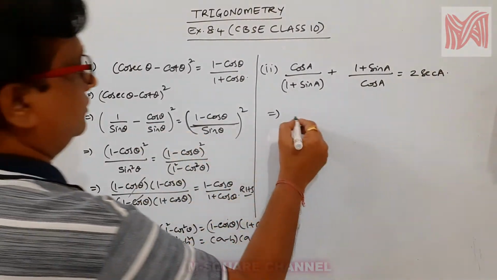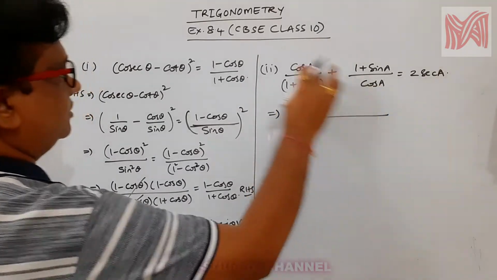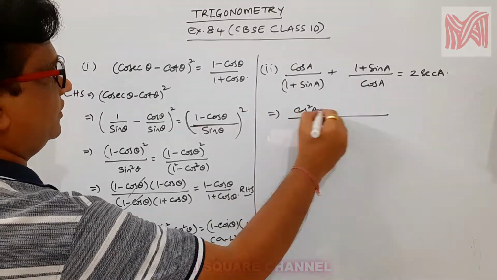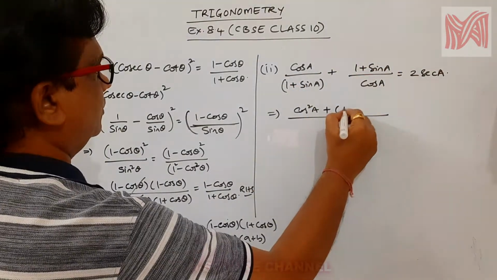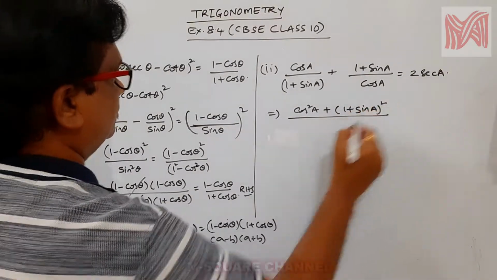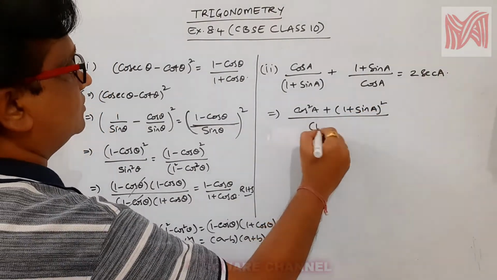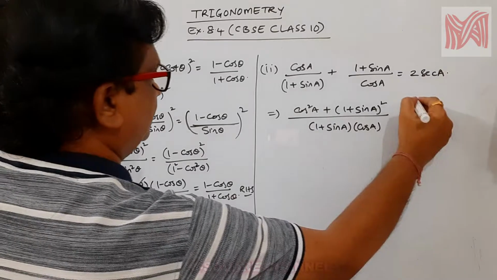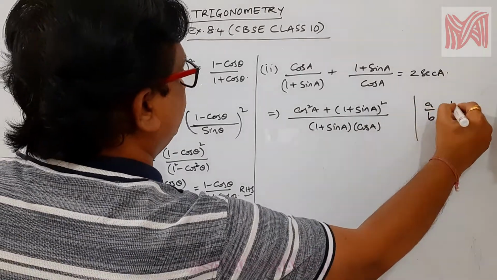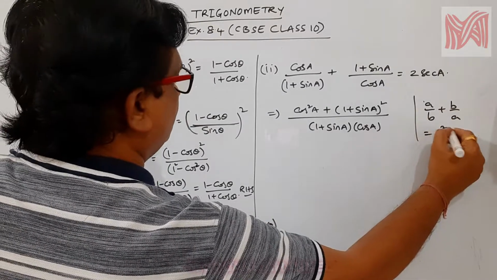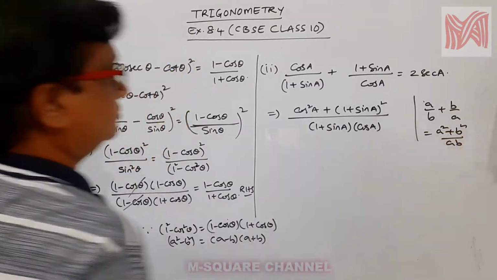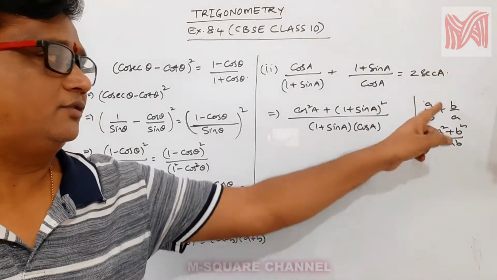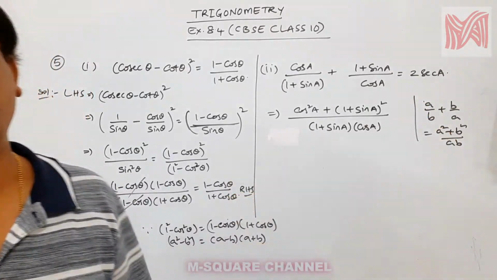Next one: observe this fraction is the reciprocal of this fraction. So think about it while taking the LCM. First multiply these two: cos a into cos a, cos square a. These two give 1 plus sin a whole square. Next, 1 plus sin a into cos a. Simple: a by b plus b by a means a square plus b square by ab. If minus is there, no problem.